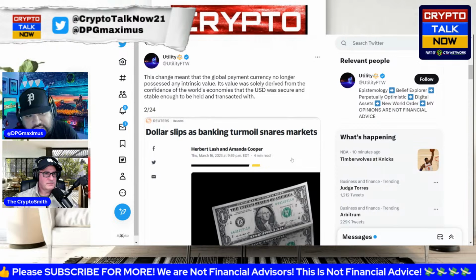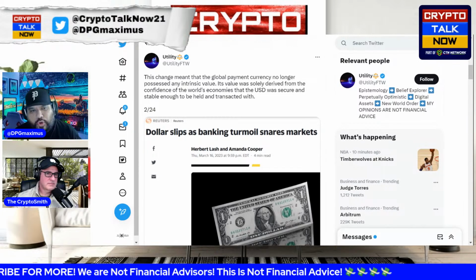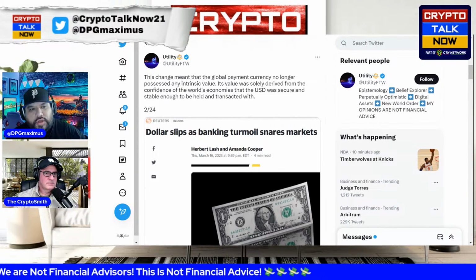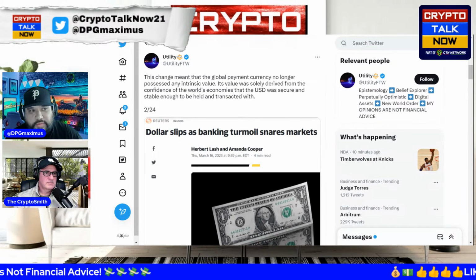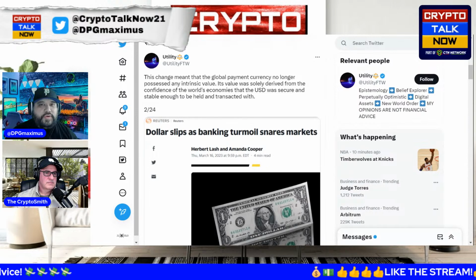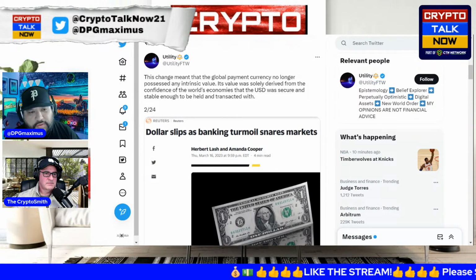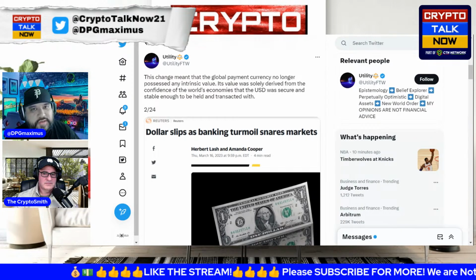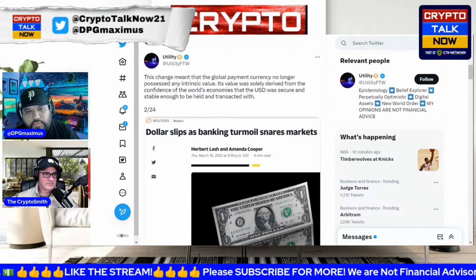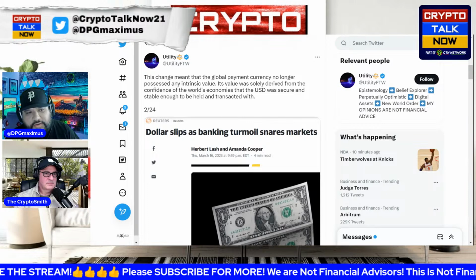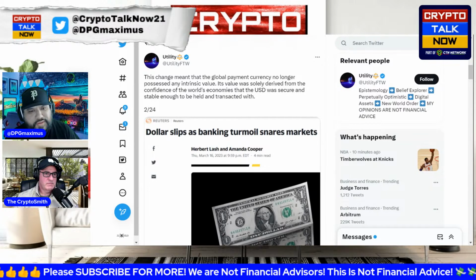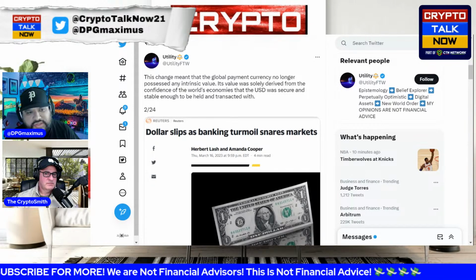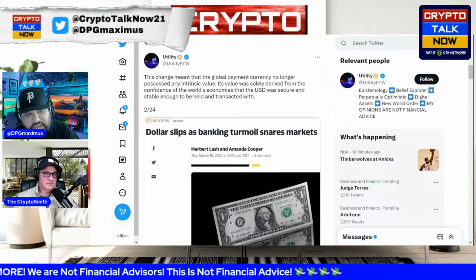So it says, this change meant that the global payment currency no longer possessed any intrinsic value. Think about where we're at right now. Last night, what did we bring to you guys if you stuck around? Remember you saw the debt clock? Remember all those zeros? Yeah, think about it. So its value was solely derived from the confidence of the world's economies that the US dollar was secure and stable enough to be held and transacted with.